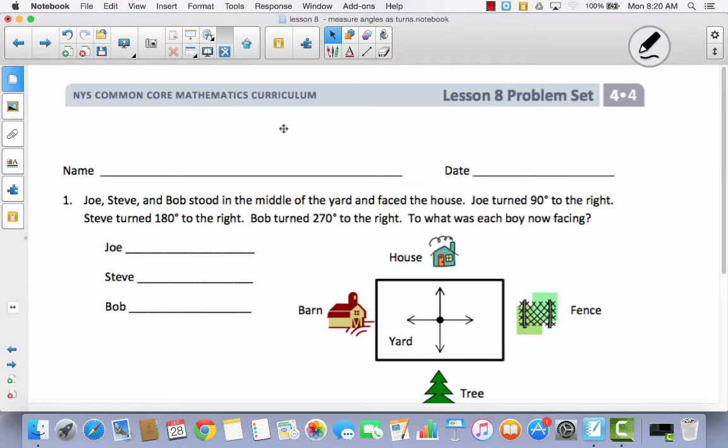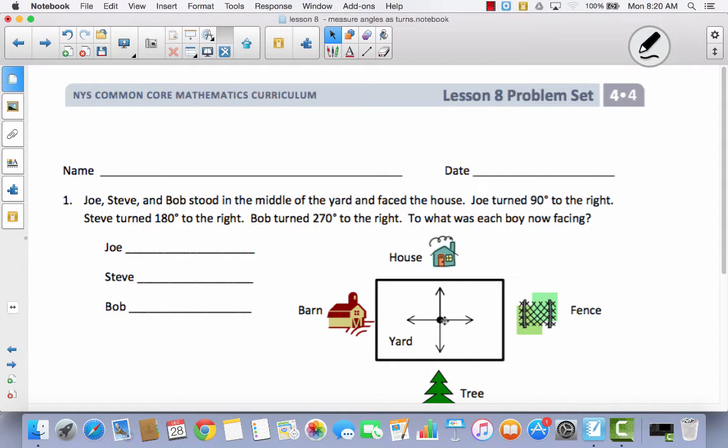All right, so here's your problem set. I want you to go ahead and put your name at the top, and let's take a look by reading the directions of number 1. Joe, Steve, and Bob stood in the middle of the yard and faced the house. Okay, so here's the yard, and just pretend that they're staying right here and they're facing the house. That means they're looking right towards the house.